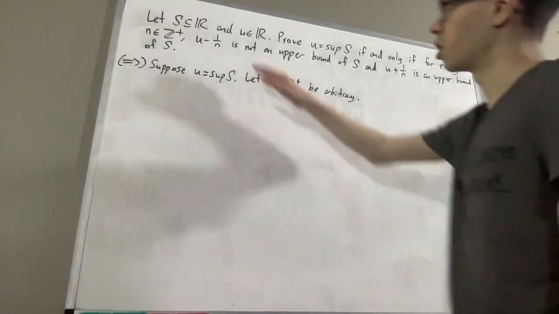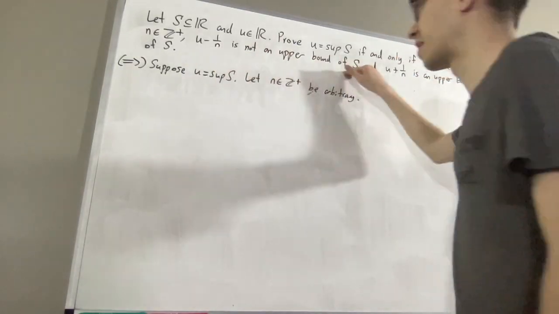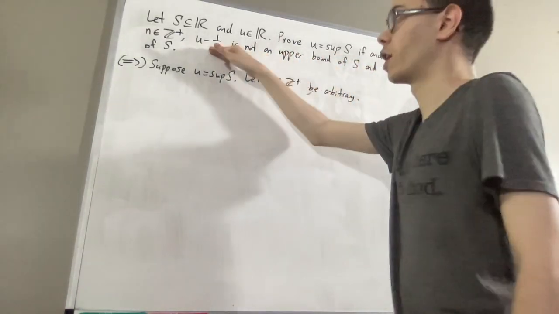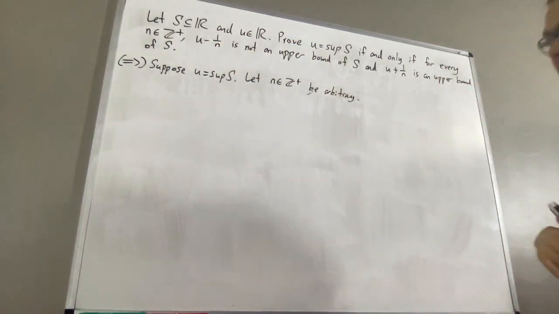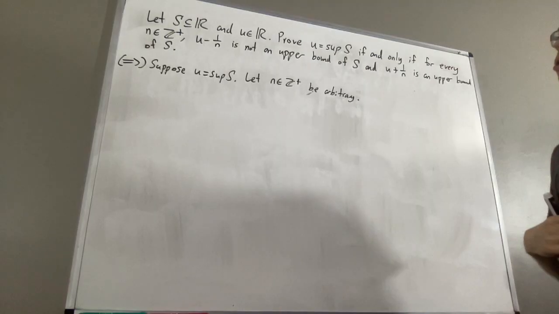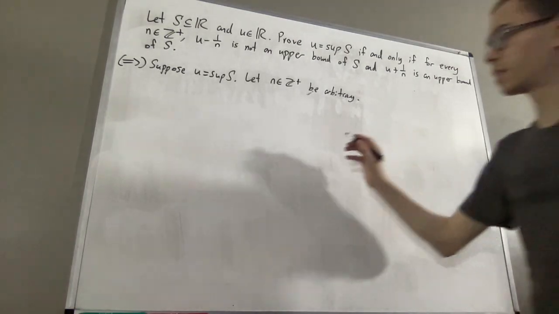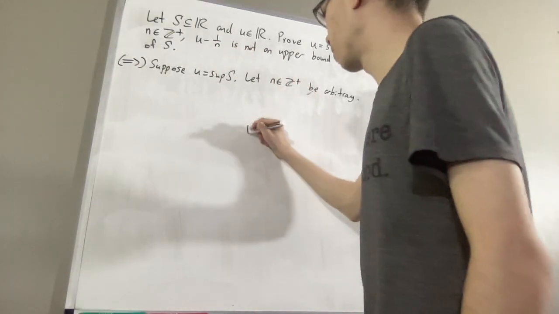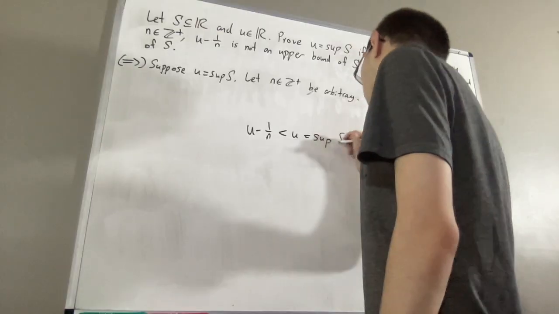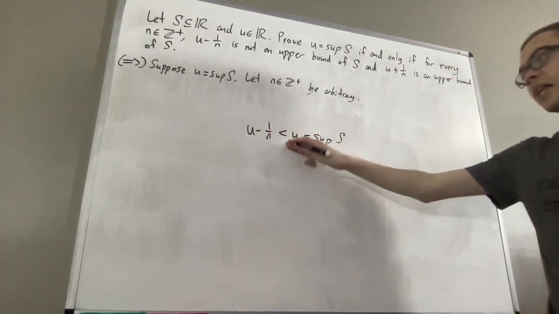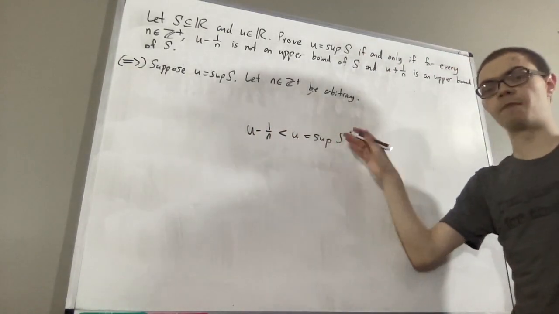So how should we show U minus 1 over n is not an upper bound of S? We want to show that U minus 1 over n is strictly less than some element in S. So how do we do that? Well, the idea is U minus 1 over n is less than U, or in other words, U minus 1 over n is less than the supremum of S.